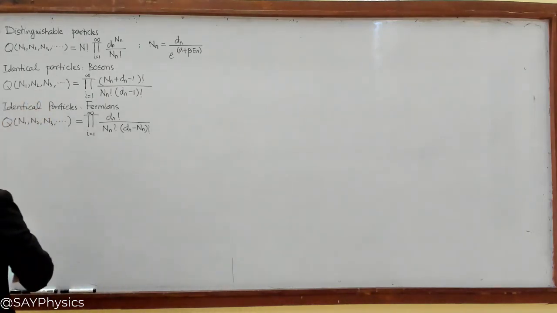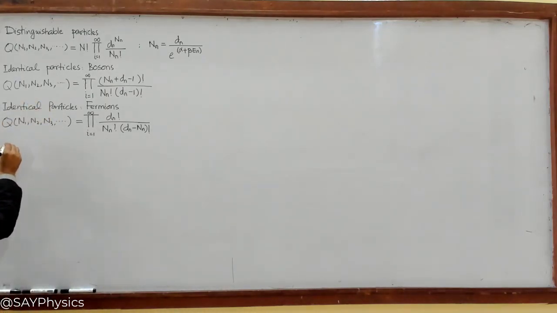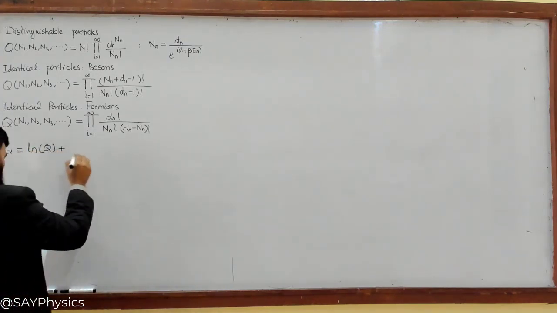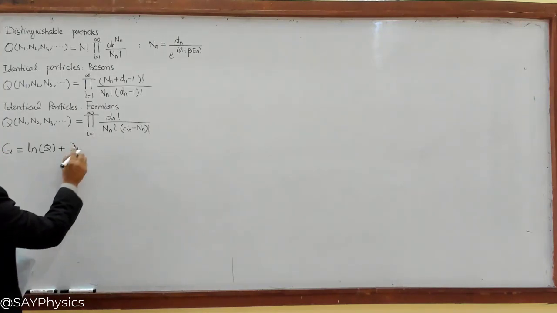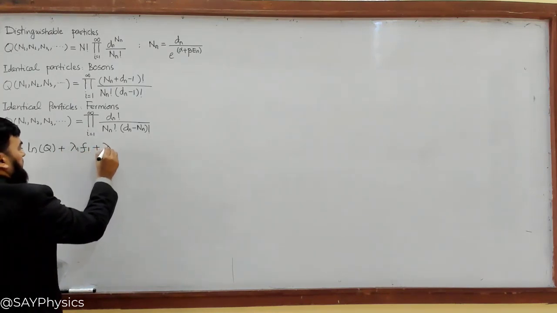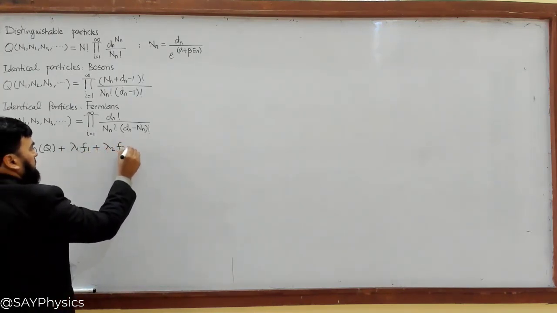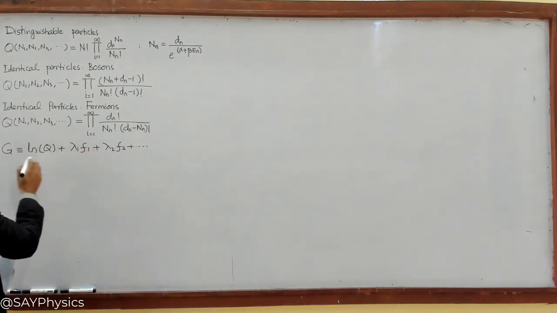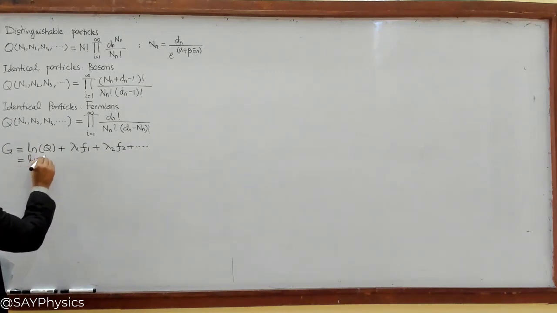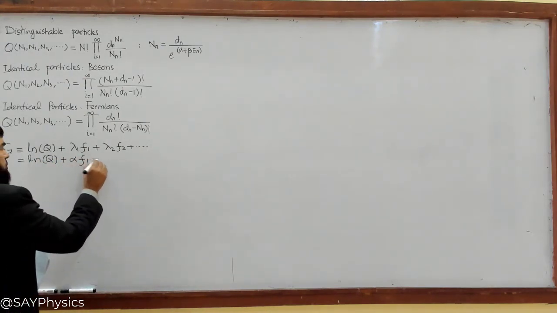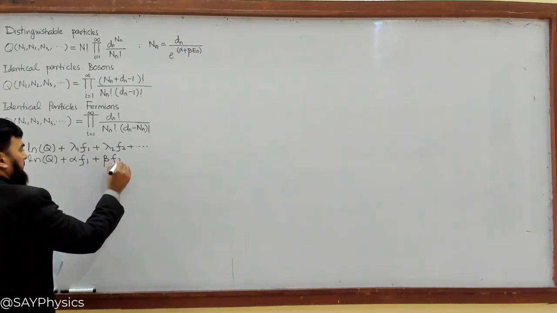And this is Q. You remember that we defined a new function, and that function was G, and G was equal to log of Q plus lambda 1, meaning the first Lagrange multiplier multiplied with the first constraint, and then lambda 2 and the second constraint. And this thing goes on if the number of constraints are more. We are having only two constraints, so this is then equal to log of Q, and this was alpha times the first constraint, then beta times the second constraint.